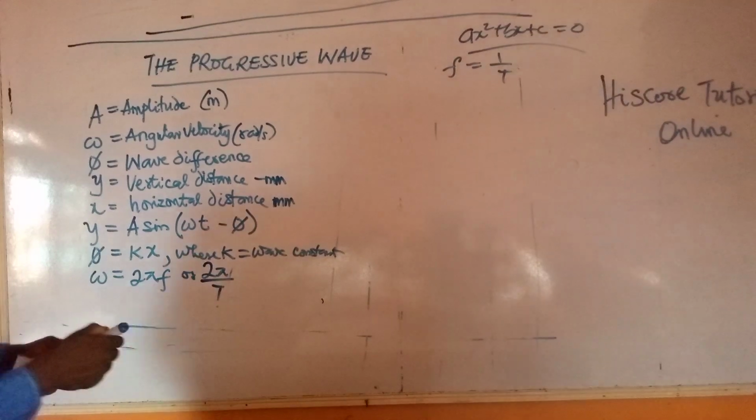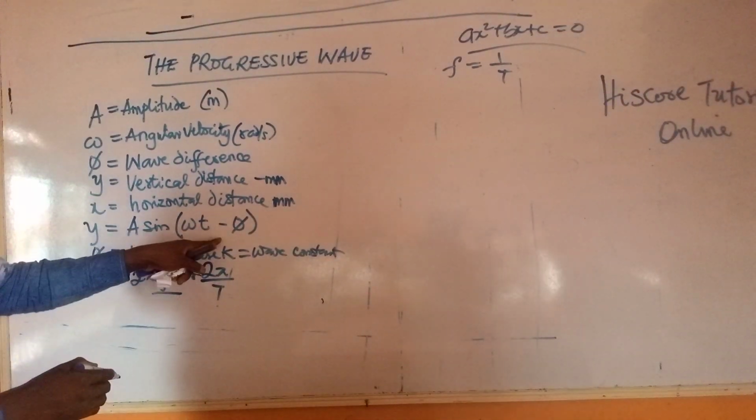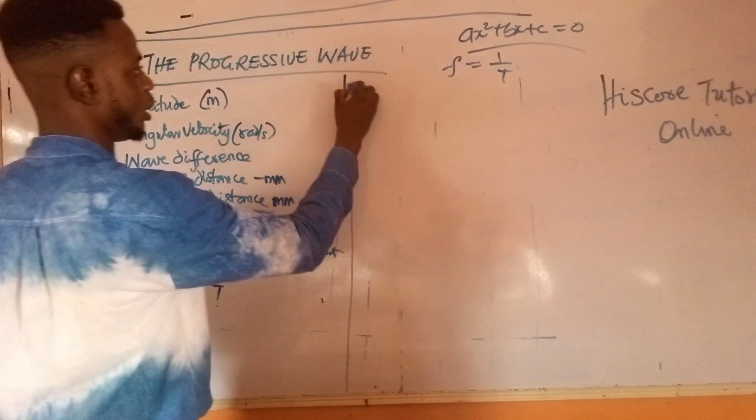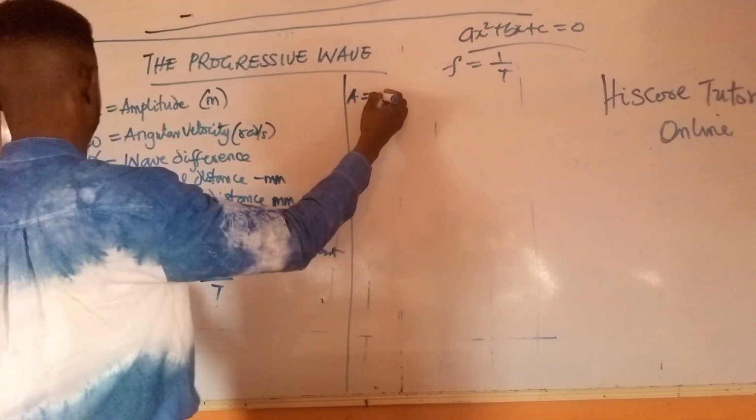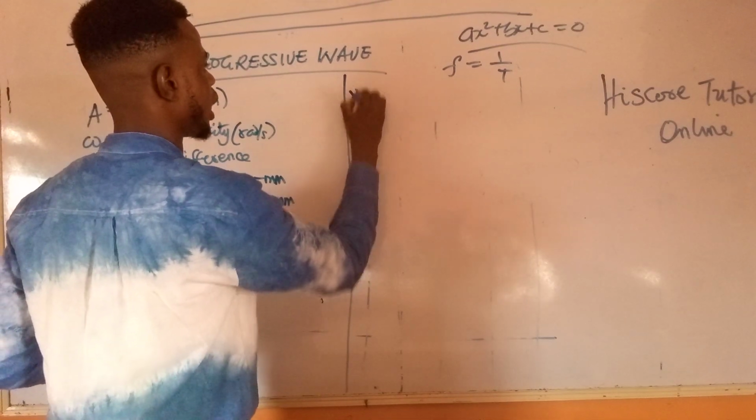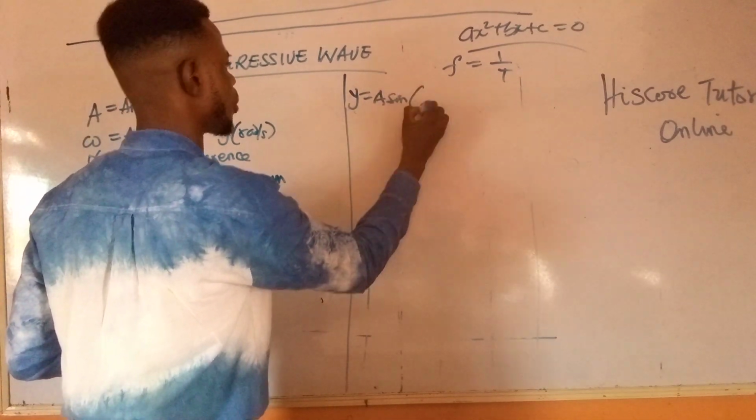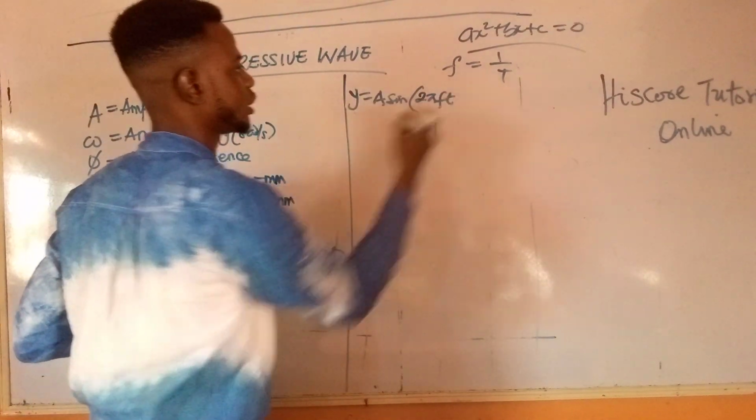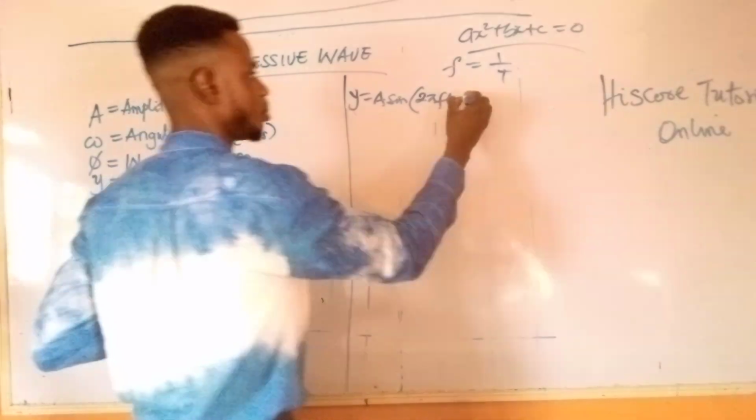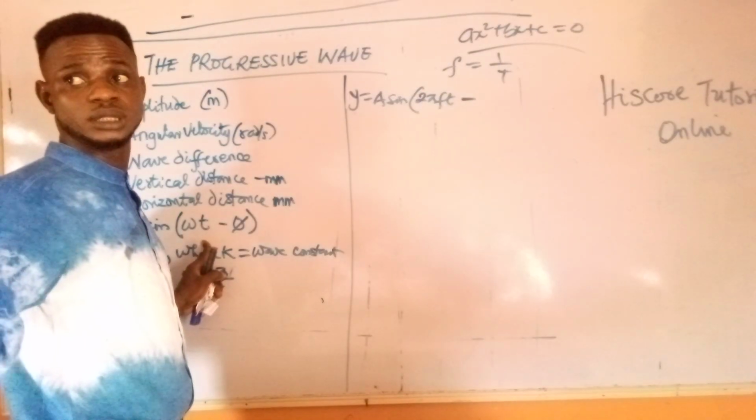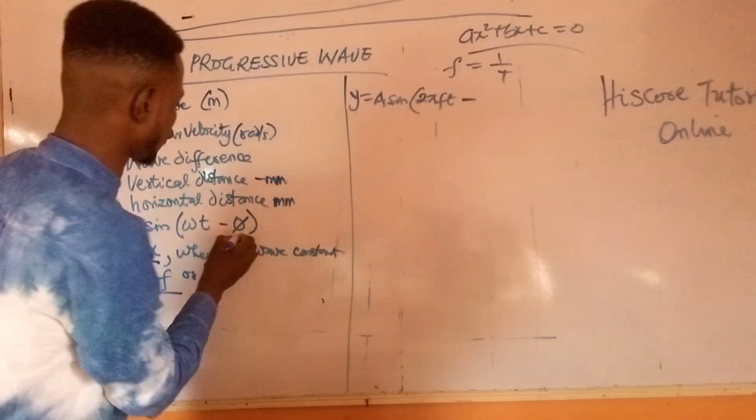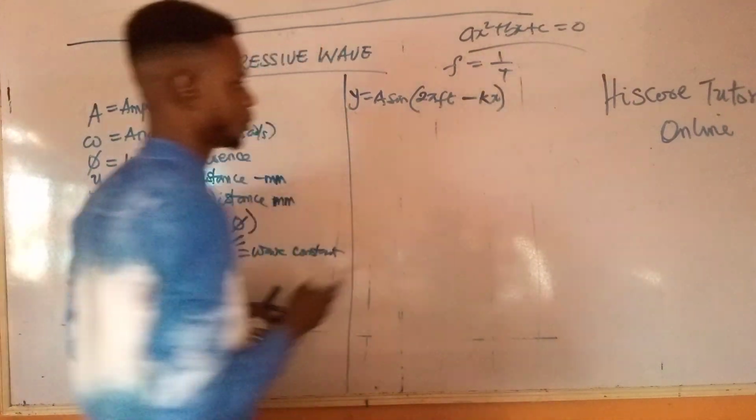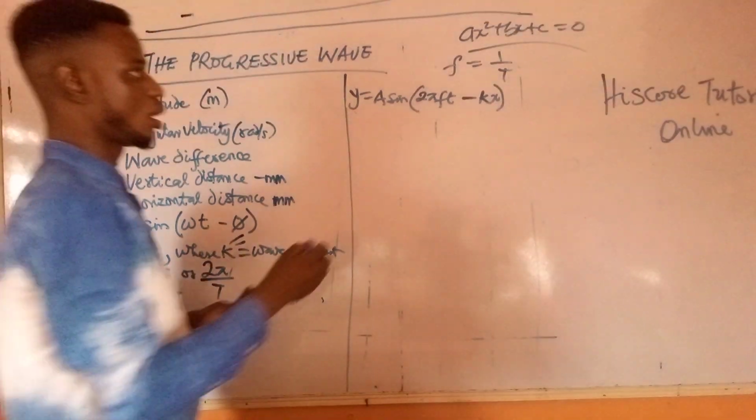So if we input all this into this equation, we have that y is equal to A sine, open bracket what? Omega t becomes 2 pi ft. Is that understood? Minus, what's our phi? Our phi is minus kx. Okay? But k is equal to 2 pi over lambda.